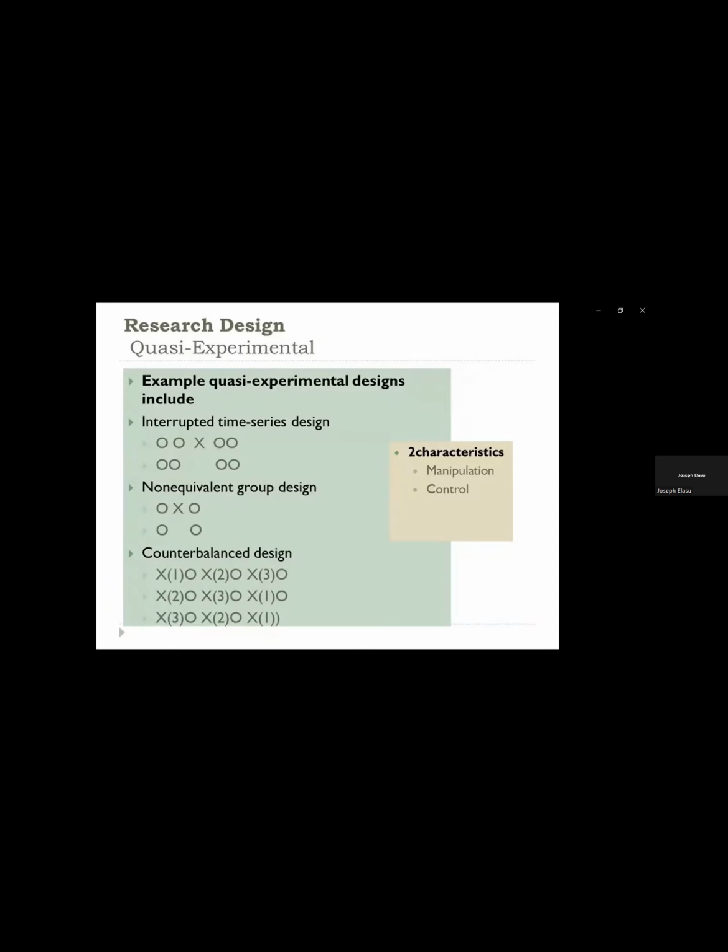Again, just to recap, a quasi-experimental design is often used in educational research. It has two primary characteristics, and that's manipulation. You as the researcher actually cause the treatment, you manipulate the independent variable, and there's always a control group, a comparison group.